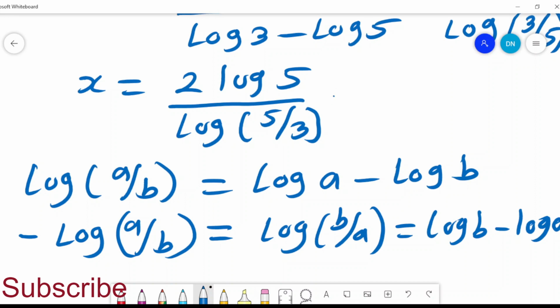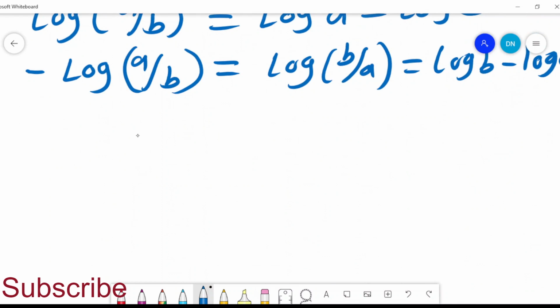And that gives us the solution. You could pick a calculator and you could compute those values. But that is the value of x.